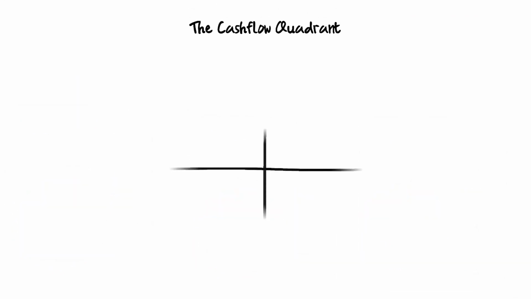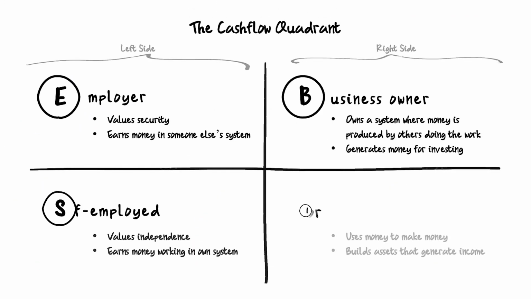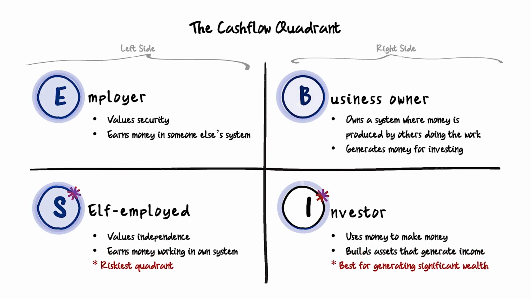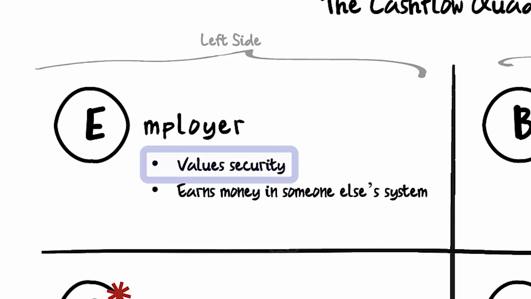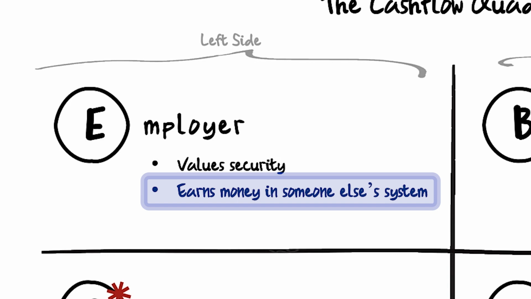Here's Kiyosaki's cash flow quadrant. Each of these 4 categories, or quadrants, has their own strengths and weaknesses. An employee, or the E-quadrant, values security above all else and seeks the safety of a long-term contractual agreement. This person works within someone else's system to earn money.